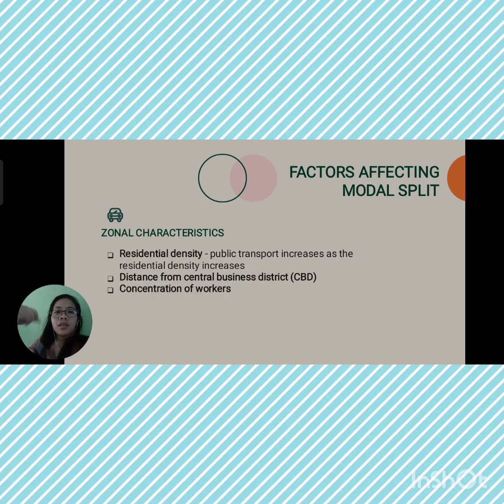And next is ang zonal characteristics. Ang sa zonal characteristics, mga residential density, public transport increases as the residential density increases. So, sa kada balay, daghan ang mugawas, permente mugawas. So, ang public transportation sab ni-increase para ma-accommodate niya ang tanan. So, magkadaghan sad sila. And next is ang distance from central business district, and last is ang concentration of workers. Mao na ang zonal characteristics, maka-affect sab ni siya sa modal split.